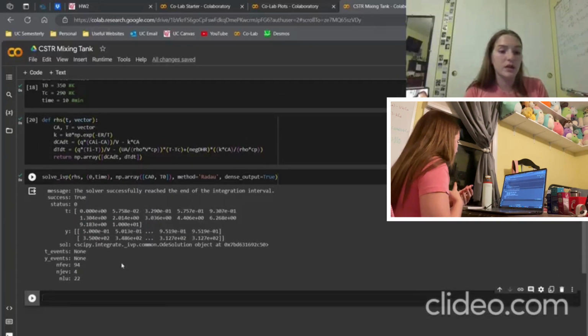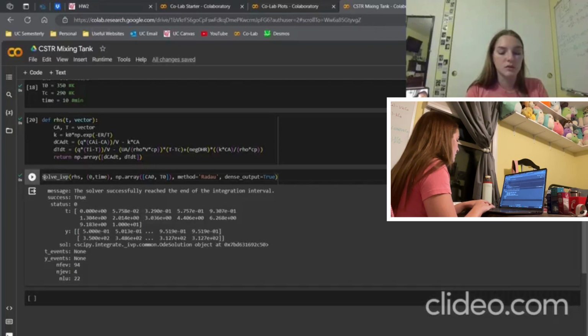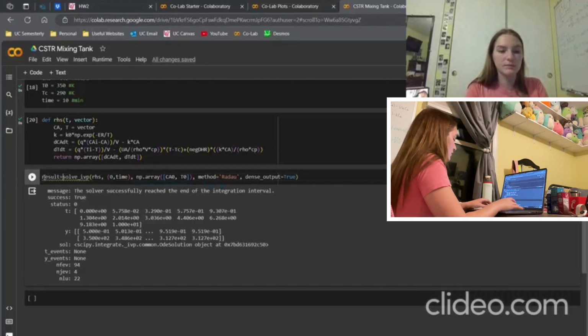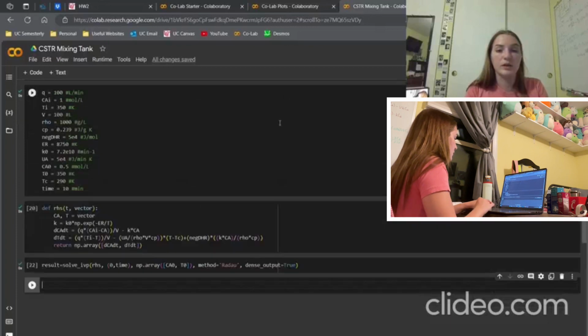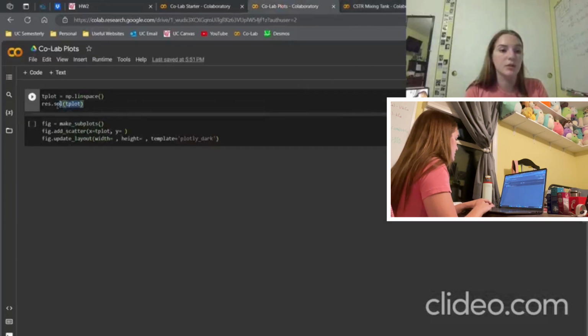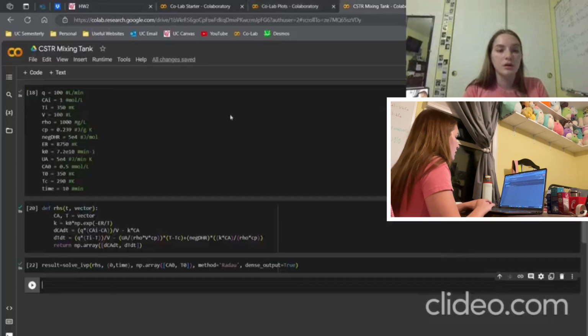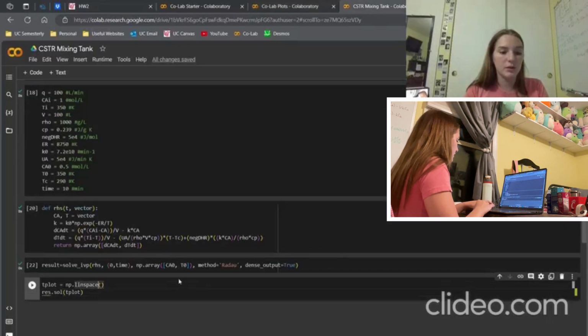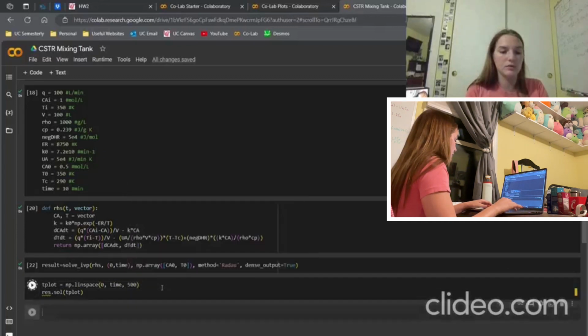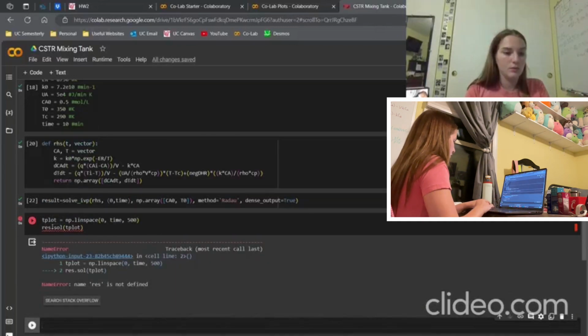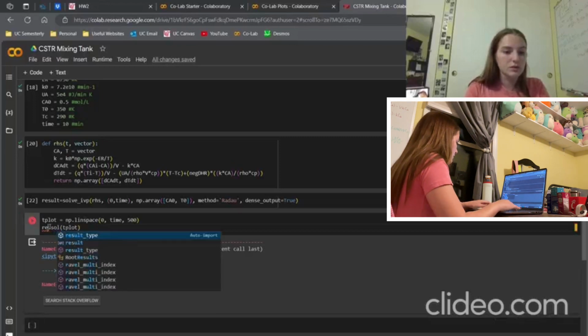So our code did work, so now we can use the ODE solution object to actually solve this. So we're going to set this equal to result. And then we are ready to plot these. So I am going to copy over our t-plot, and we are going to do this from 0 to our time, and let's say that we want 500 points. Oh, forgot to change this to result.